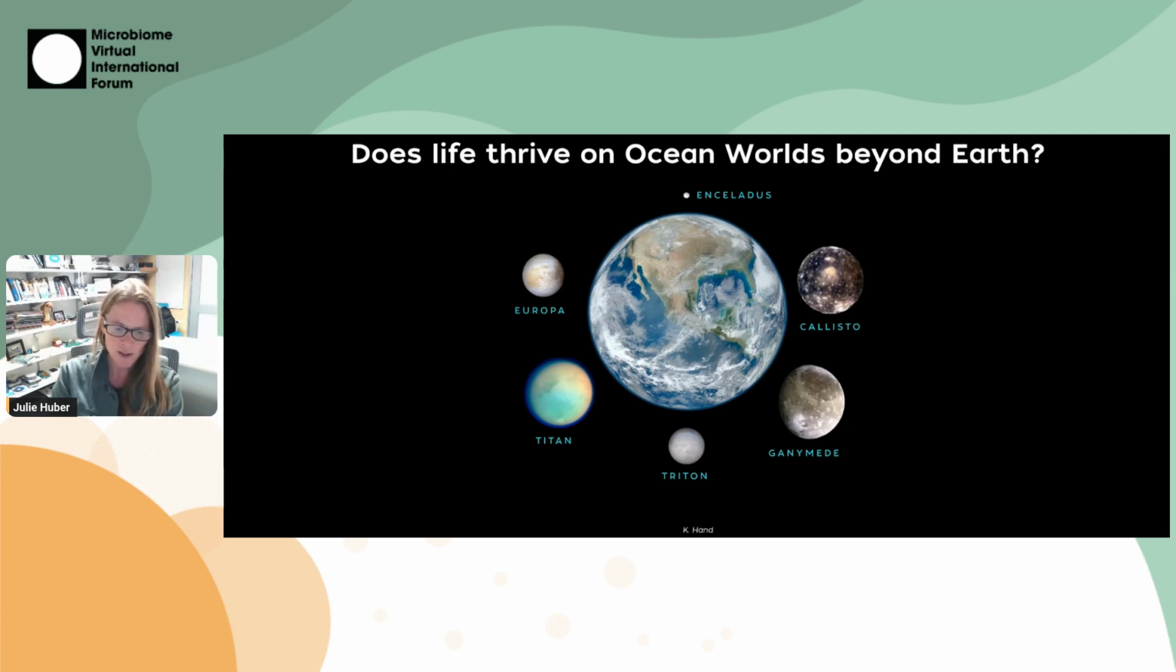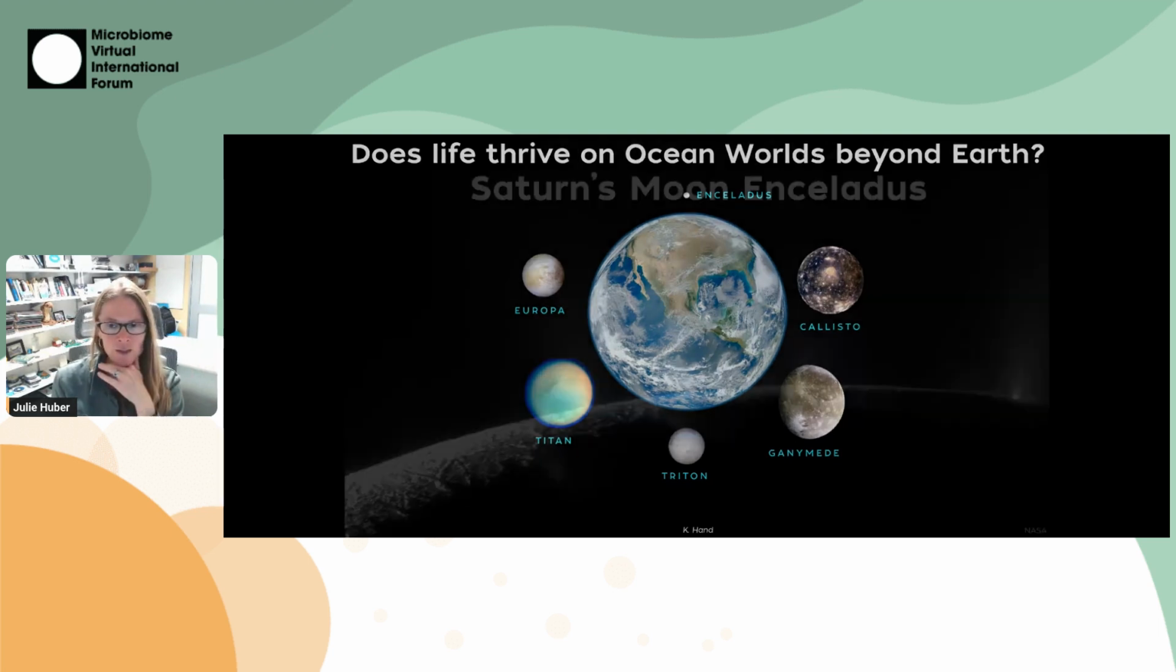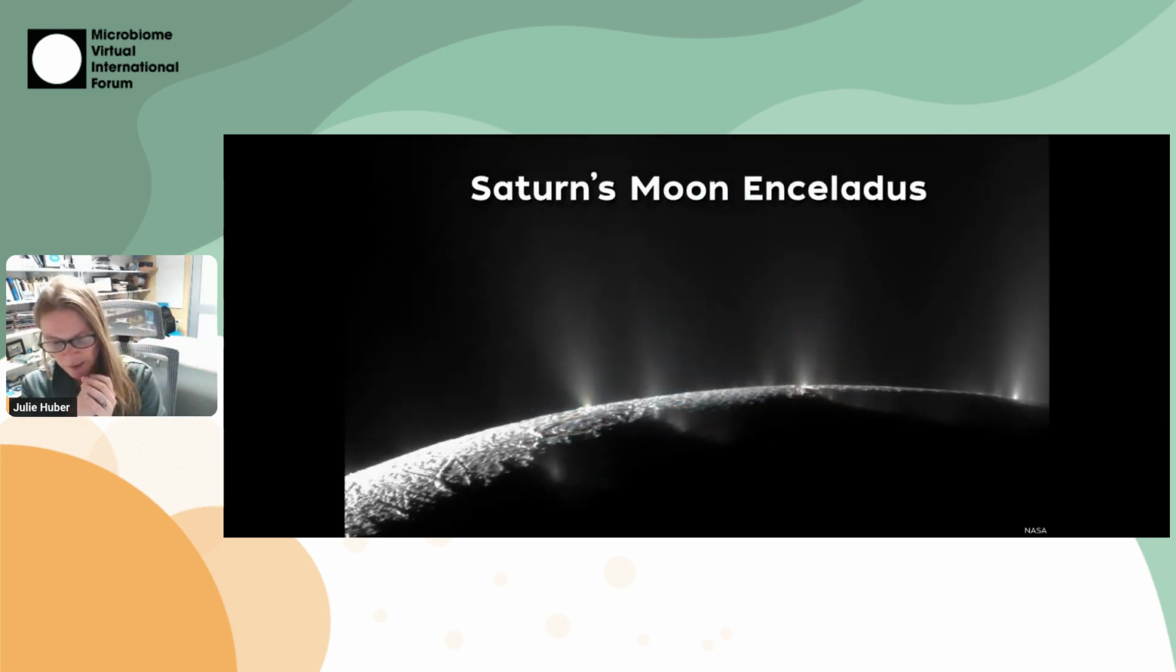And most of these bodies are well outside. They're all in our outer solar system. They're mainly the moons of Jupiter and Saturn. It's very cold out there. These are icy covered moons. And this is one of them. This is Saturn's moon, Enceladus.